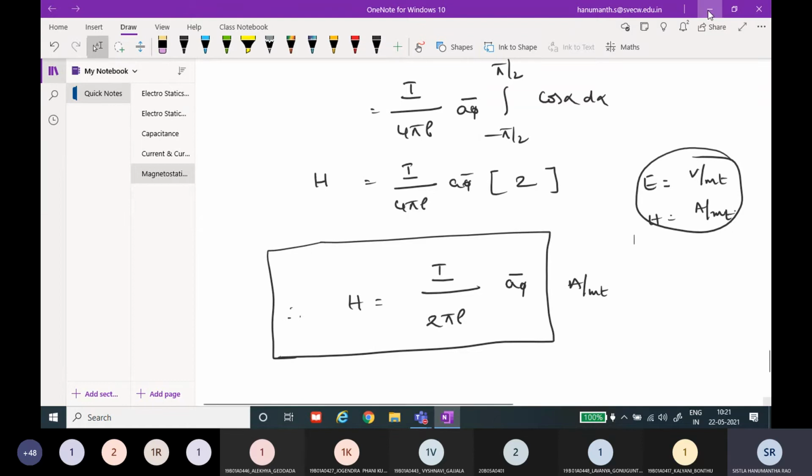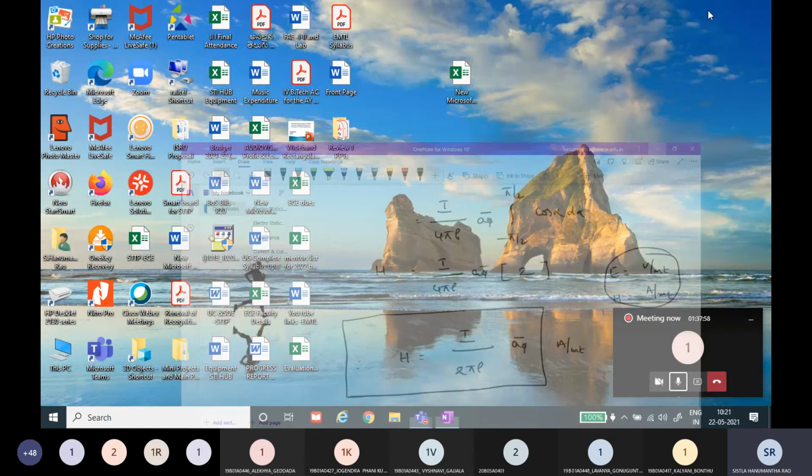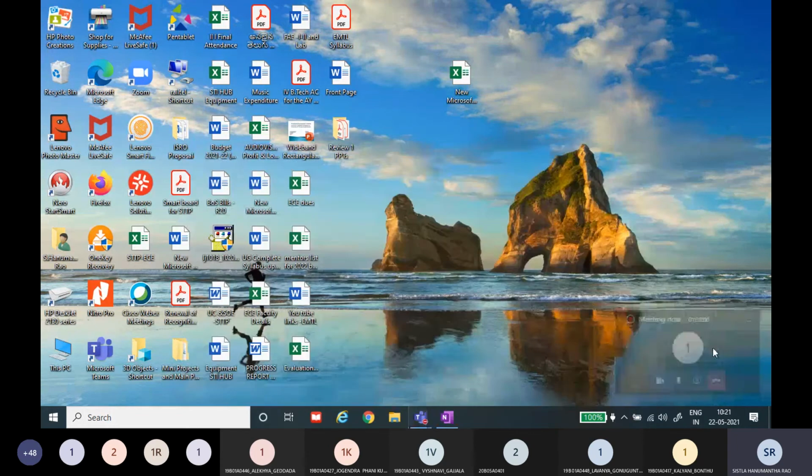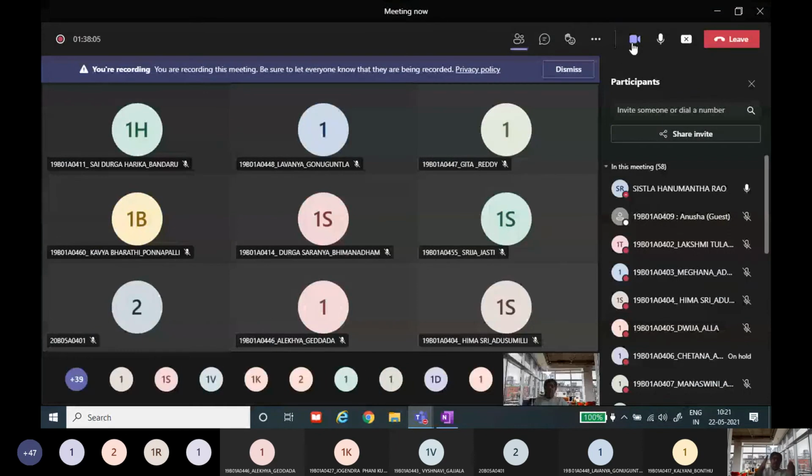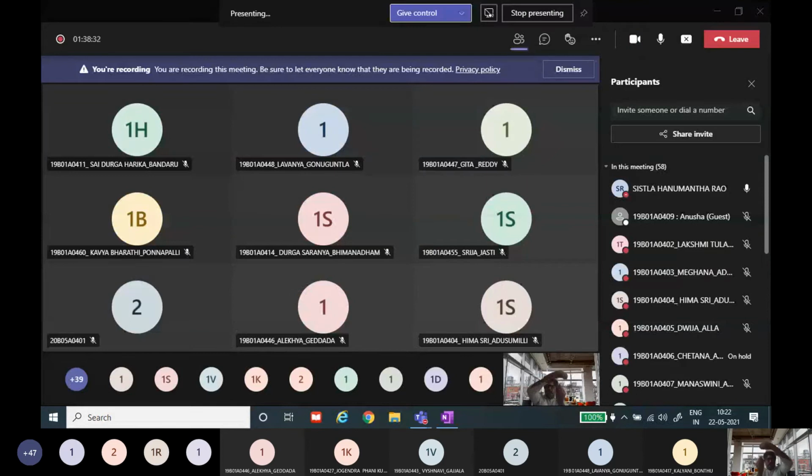I will once again minimize this. Please wait. See what is represented. Here the right hand rule represents the current carrying conductor: the thumb indicates the direction of the current. So your magnetic field is in the direction of your remaining fingers, which represent the direction of the field. So it is in a closed form.